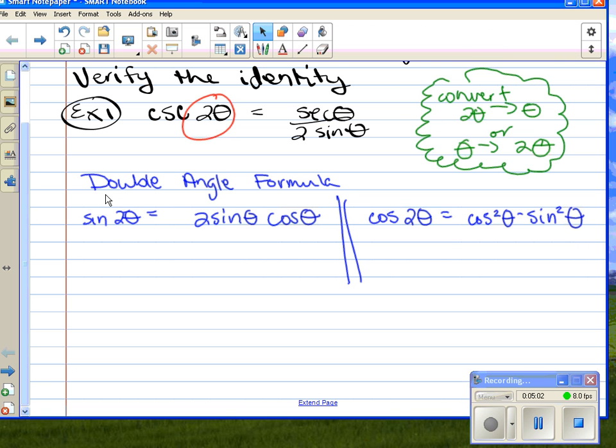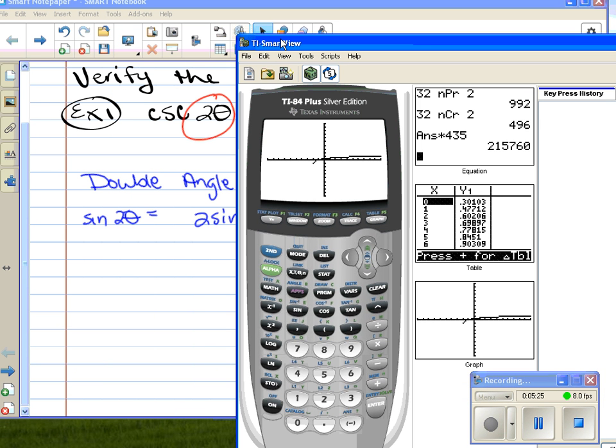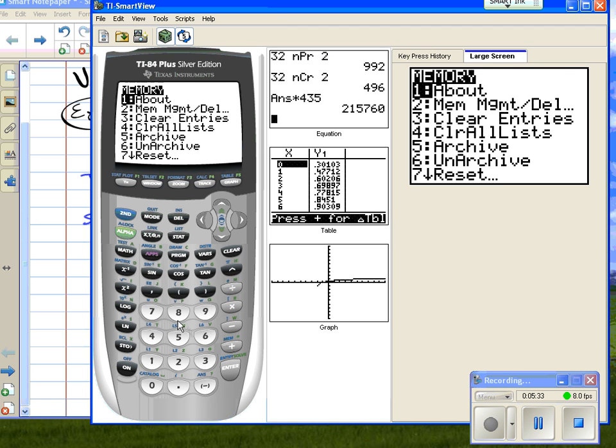You can put this side of the equation into y1 and put this side of the equation into y2. When you graph them, if they're really equivalent, what should they look like? They should be the exact same thing, right? I don't know what this graph is actually going to look like, but no matter what, they should lie on top of each other.